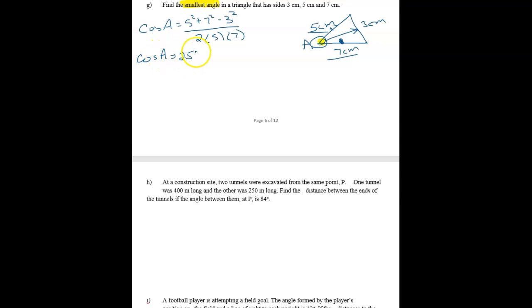So you have 5 squared, 7 squared, all over 2 times 5 is 10, 10 times 7 is 70. Oops, I see a little mistake there. 3 squared is 9, doesn't turn out to be 9 squared. So cosine of A is 25 plus 49, take away 9. Well, 49 take away 9 is 40 plus 25, so we'd have 65 on top over 70.